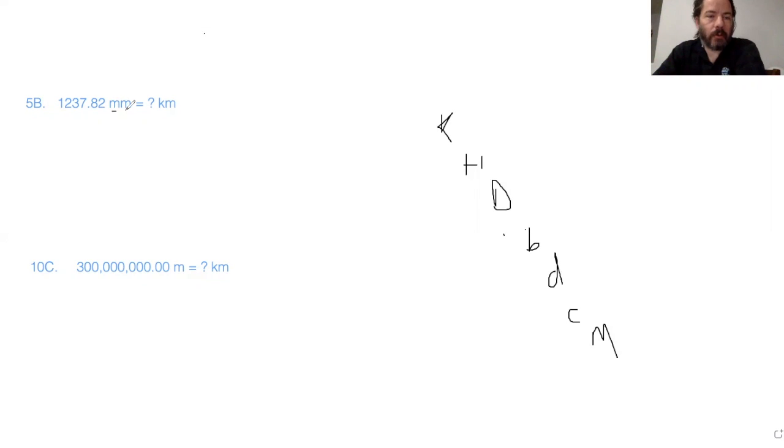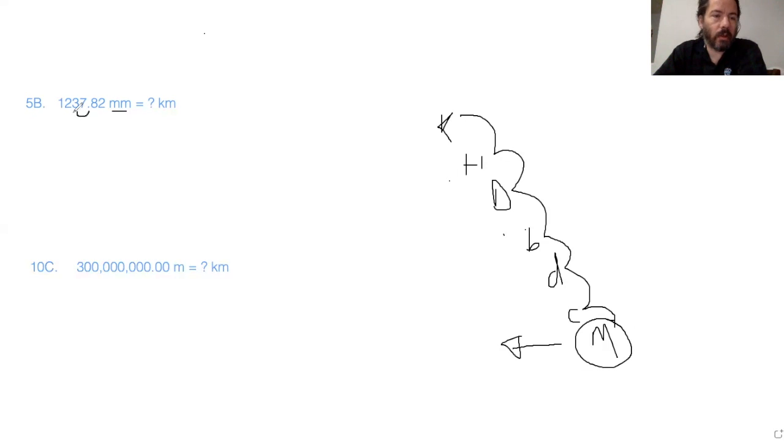Let's do this first one. We're going to start at millimeters. What I tend to do is circle what I start with, and then count up to kilometer. Kilometer, 1, 2, 3, 4, 5, 6. Because I'm going to the left, I'm dividing, so I move my decimal to the left. Because I'm also going up the ladder, this number is going to get smaller, as a double check. So let's move our decimal 6 places. 1, 2, 3, 4, 5, 6. I'm going to fill in 2 zeros here.